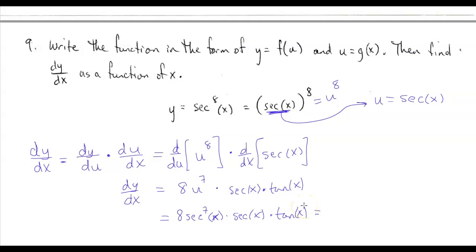And of course, if we take secant raised to the 7th times secant, that's going to be secant raised to the 8th. And then that just gets multiplied by tangent x. And this is our final answer. And so the derivative of our function y with respect to x ends up just being 8 times secant raised to the 8 times tangent x.